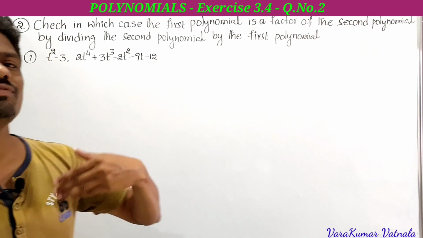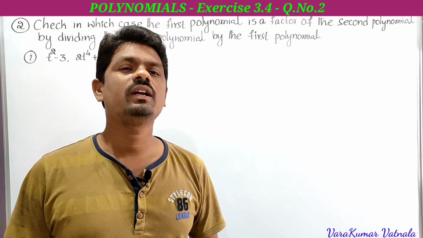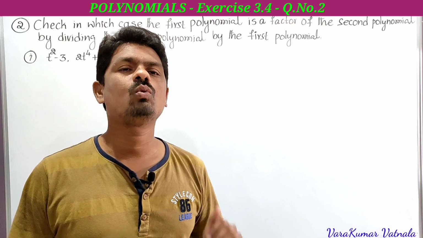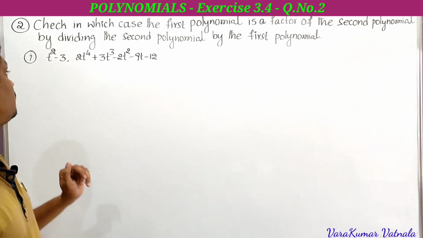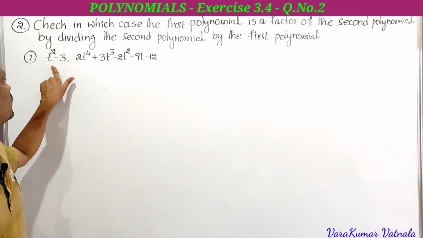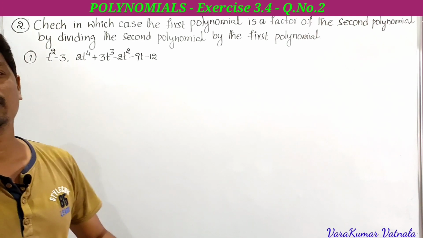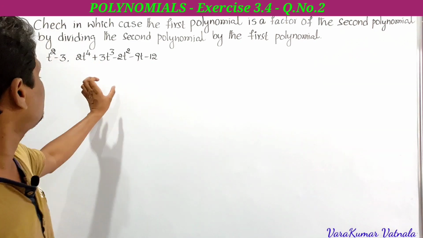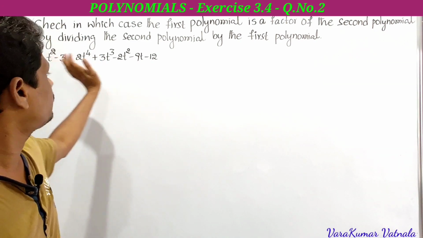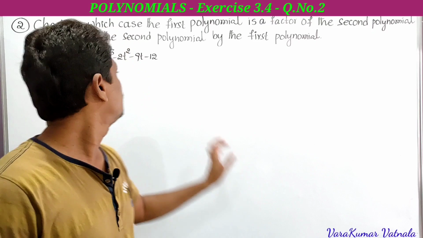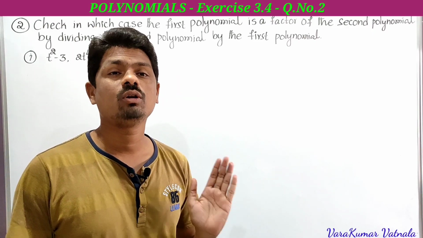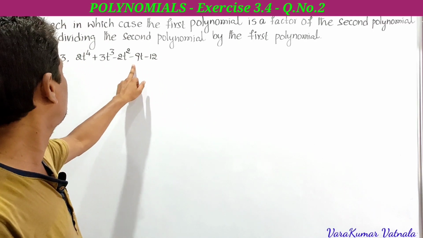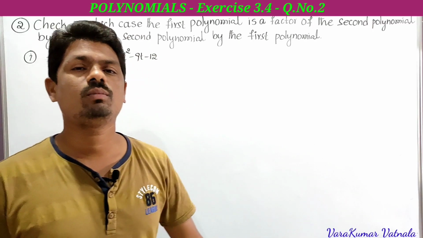So when we say factor, if we get the remainder 0, we can say the divisor is a factor. Here this is the divisor, this is the dividend. So if we get the remainder 0, then t square minus 3 is a factor of this polynomial. We can decide. So now we have to divide the second polynomial by the first polynomial.